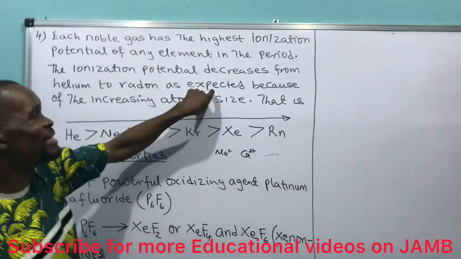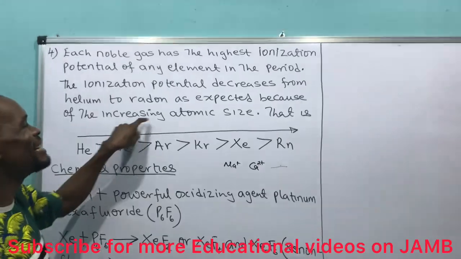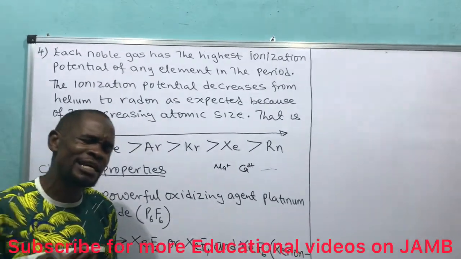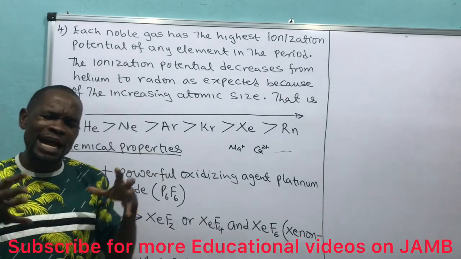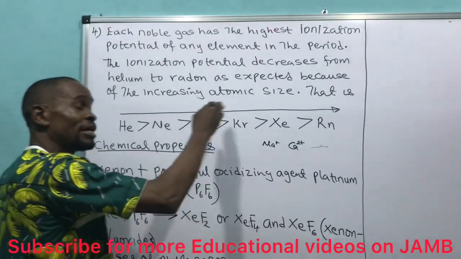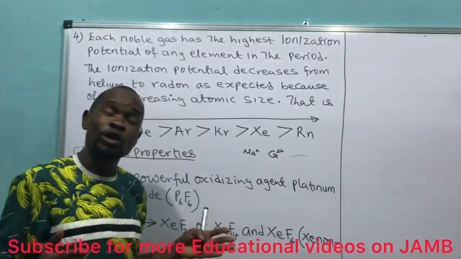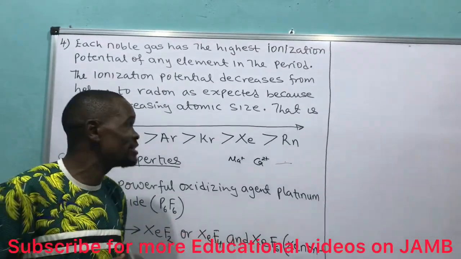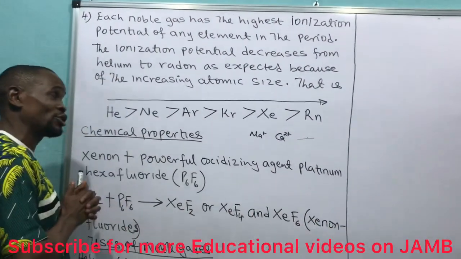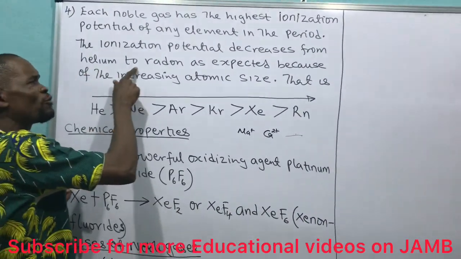Random as expected because of their increasing atomic size. As the atomic size of an element increases, therefore the ionization energy decreases. We said as the atomic size increases, therefore the ionization energy decreases. And look at the order of decreasing of ionization energy. It decreases from helium to radium.